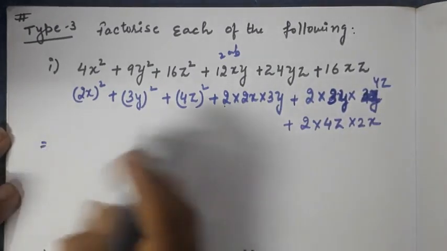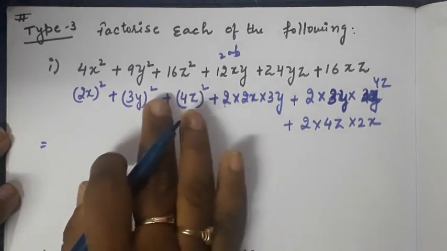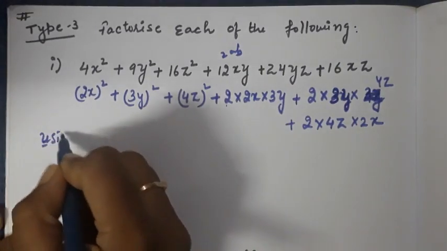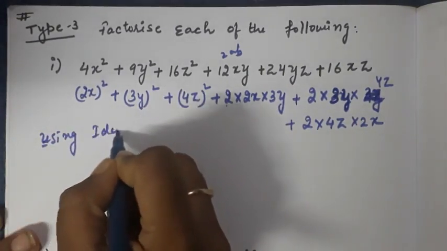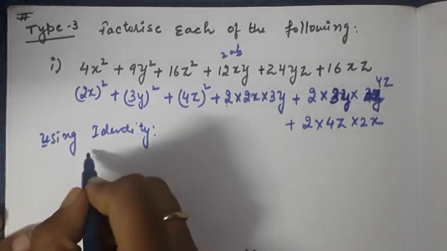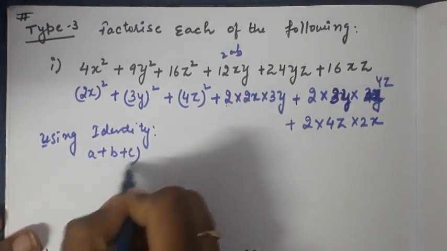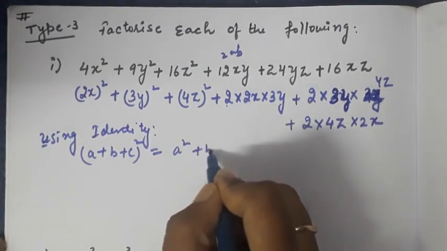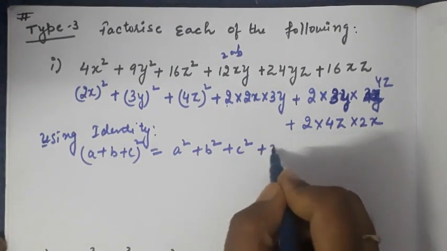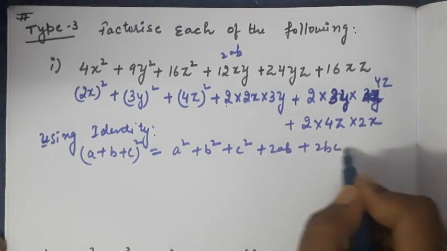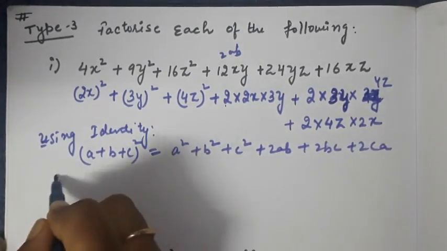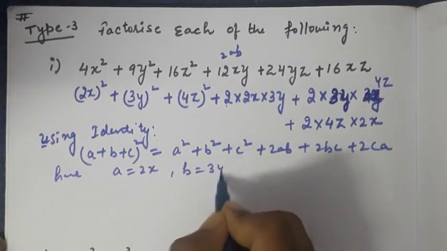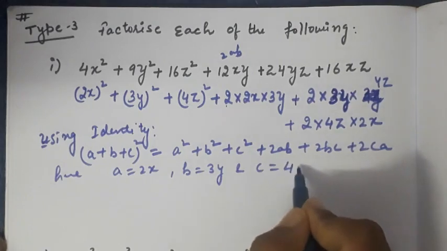2x, which satisfies the expansion of a plus b whole square. So you have to write here using identity. Which identity you are using here? That is a plus b plus c whole square, which is equal to a square plus b square plus c square plus 2ab plus 2bc plus 2ca. Here a is equal to 2x, b is equal to 3y and c is equal to 4z.